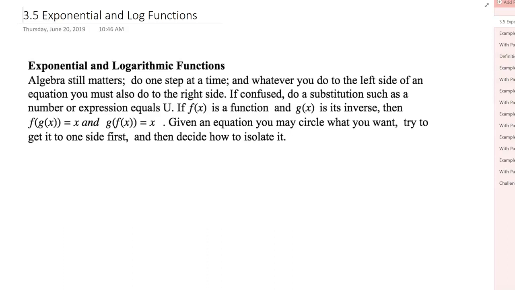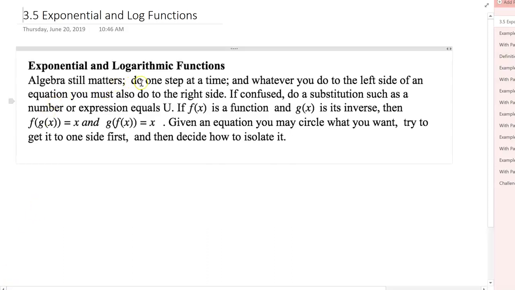Note that our algebra is very important. Try to do one step at a time like I showed you. Whatever you do on one side of the equation, you must also do on the other side. If it becomes a bit confusing, with a whole bunch of letters and stuff, you can do a u substitution to make it simpler.